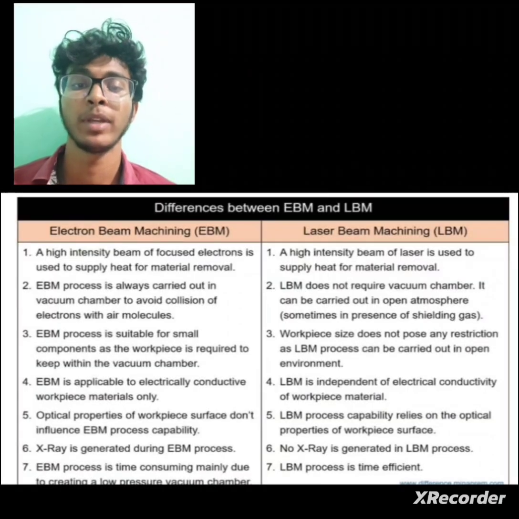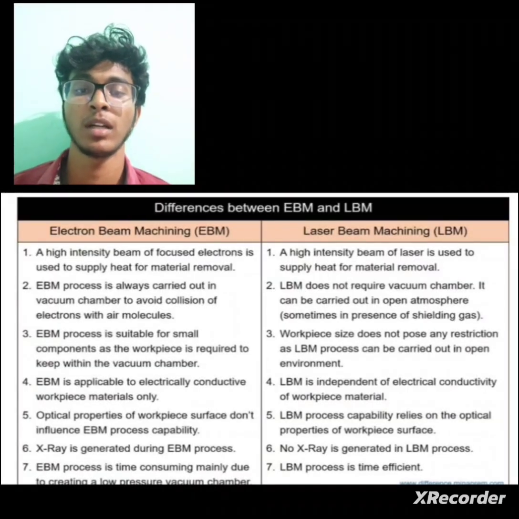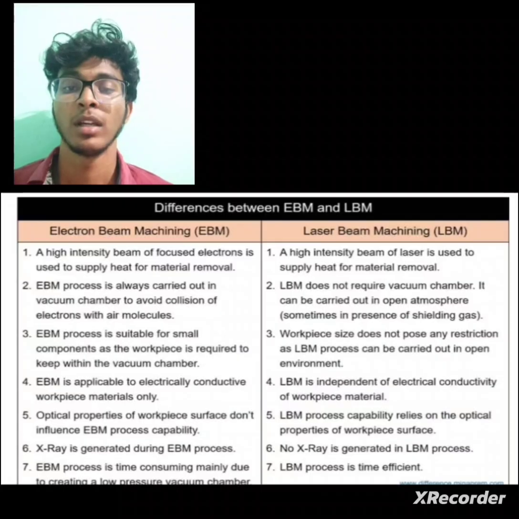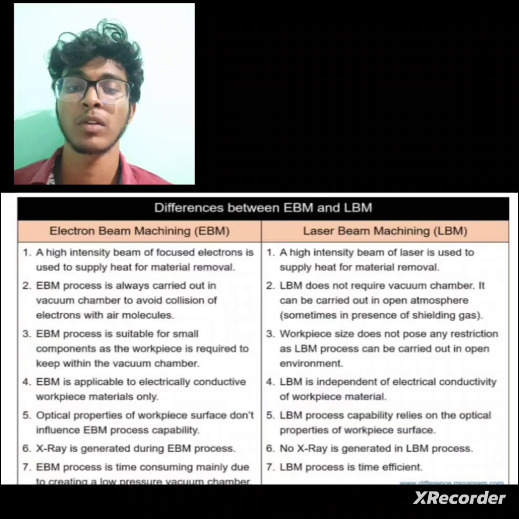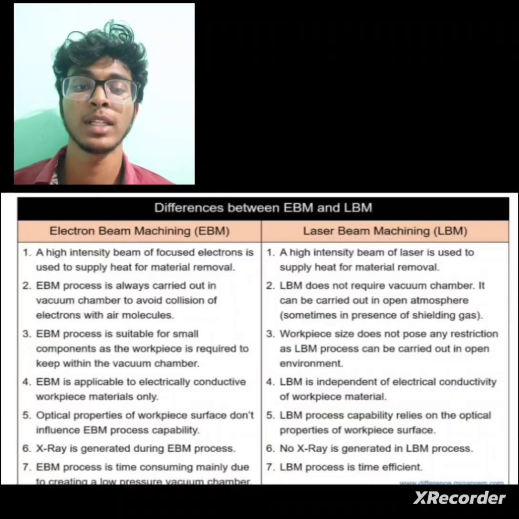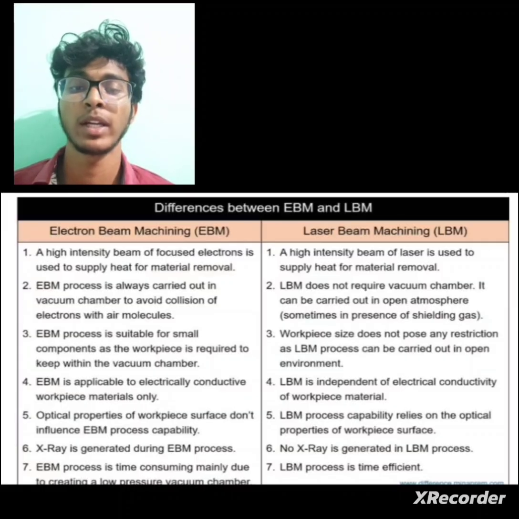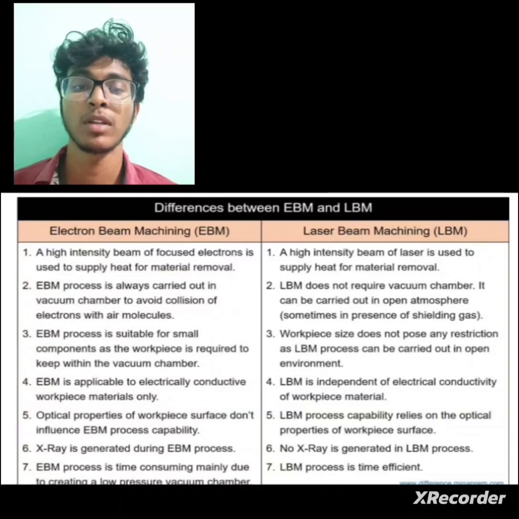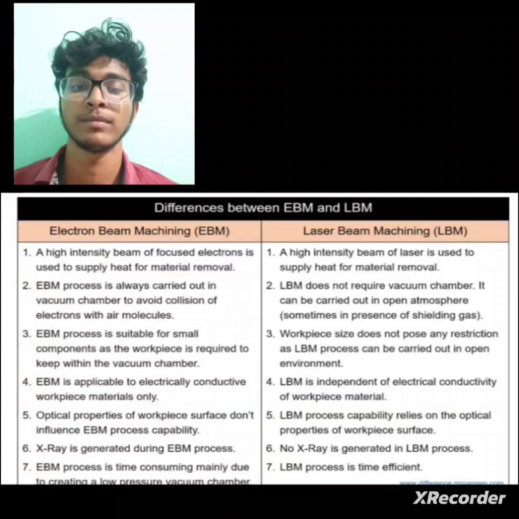Differences between EBM and LBM. Electron beam machining and laser beam machining. A high intensity beam of focused electrons is used to supply heat for material removal. Laser beam machining: a high intensity beam of laser is used to supply heat for material removal. EBM process is always carried out in a vacuum chamber to avoid collision of electrons with air molecules. LBM does not require a vacuum chamber. It can be carried out in open atmosphere, sometimes in the presence of a shielding gas.